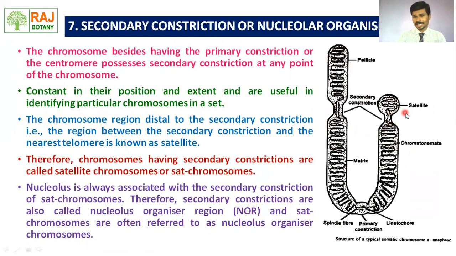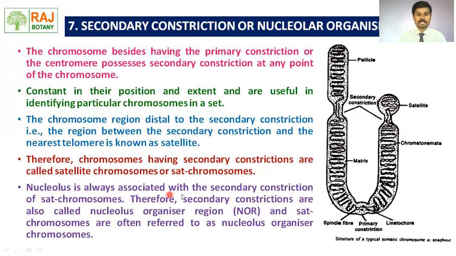Here we can see a satellite, and this is the tip portion of the chromosome, which we usually call the telomere, and this is the remaining portion of the chromosome. In between the secondary constriction and the telomere region, one particular region is there. This is called the satellite, which is present between the telomere and the secondary constriction. If a chromosome has a satellite region, that chromosome is called a satellite chromosome, shortly called a SAT chromosome.